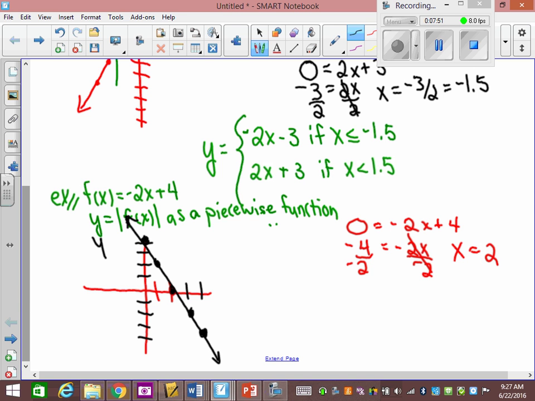So let me label that one. Y equals negative 2x plus 4. So actually the original equation is going to be the left one, right? And why does that happen? Because it's decreasing. It has a negative slope this time, not a positive.